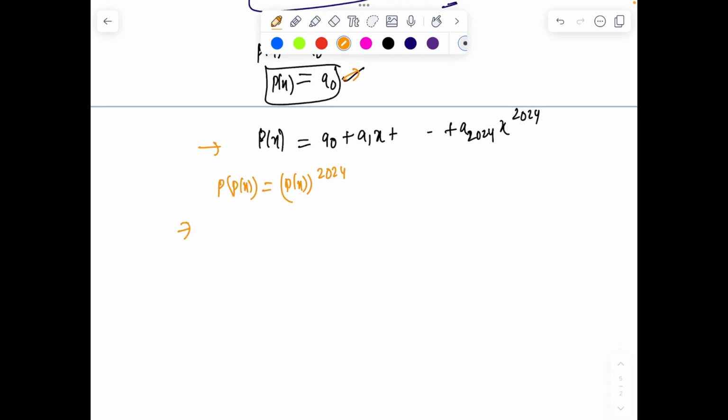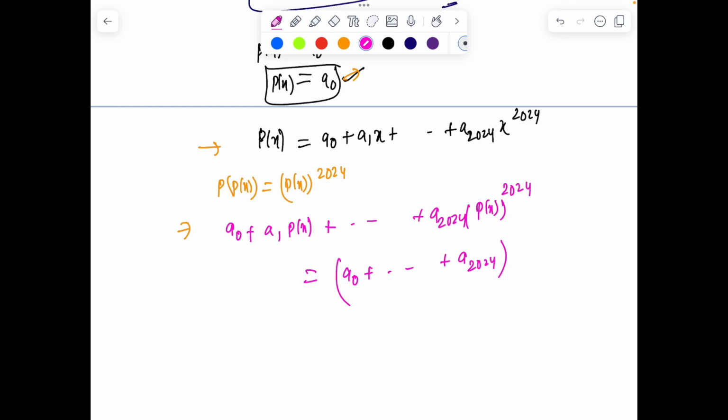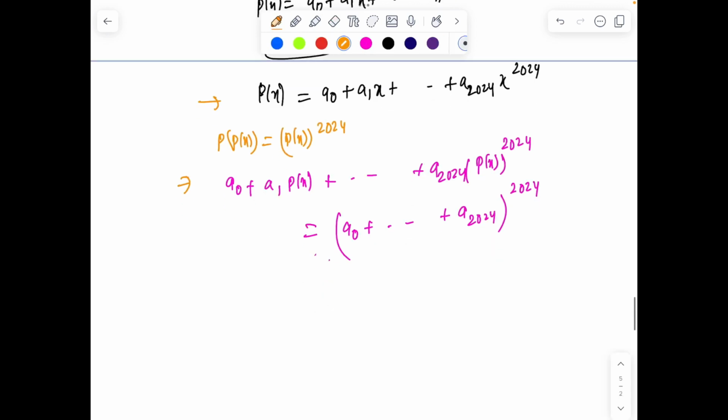So what about p(x)? And this will be 1 p(x) to the power 2024. Now p(x) is simply a0 plus, in a1 you can replace x with p(x), and so on and so forth, up to a2024 p(x) to the power 2024, and that's going to give me a0 plus and so on, a2024 to the power 2024.